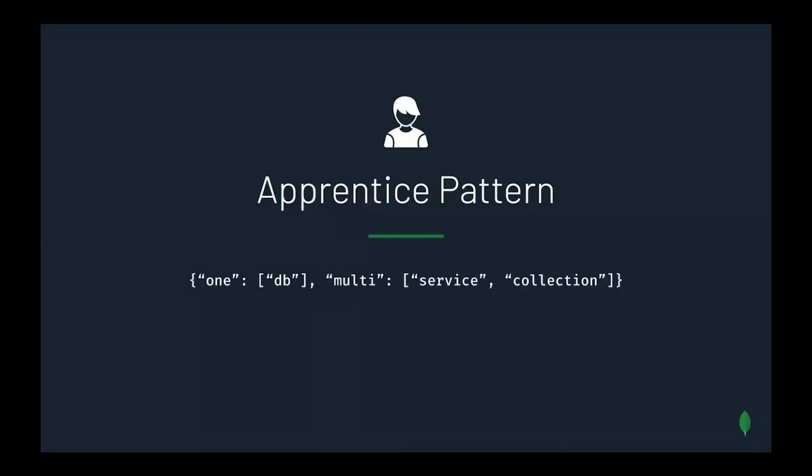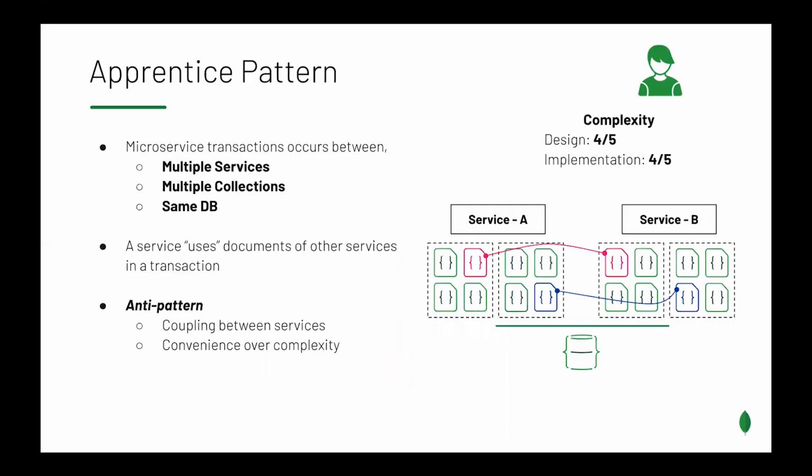Next up is the apprentice pattern. Transactions now start to span across multiple services, which essentially means that it now involves multiple collections, but it is still on the same database. In this approach, if a transaction has to span multiple services, one of the services takes control of the transaction and uses the documents from the other services' collections during the transaction phase. This is now a complex design as you have to introduce a soft coupling between these independent microservices.